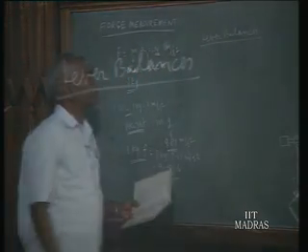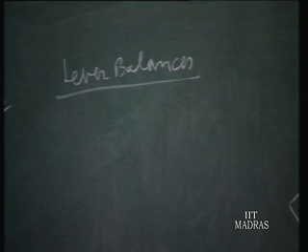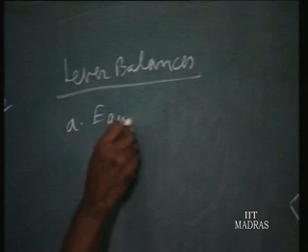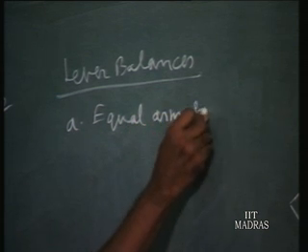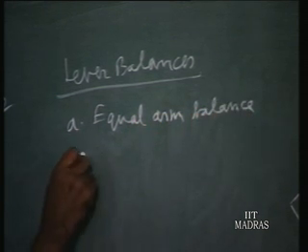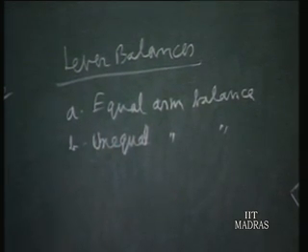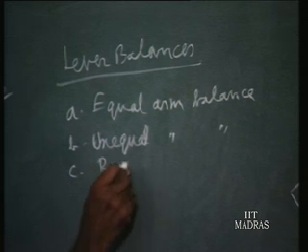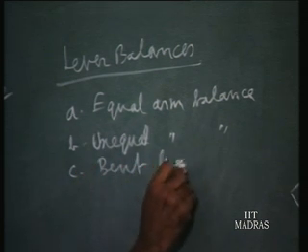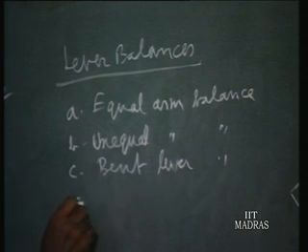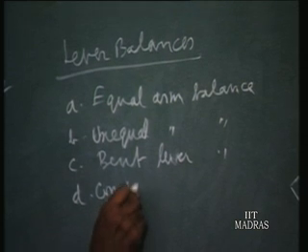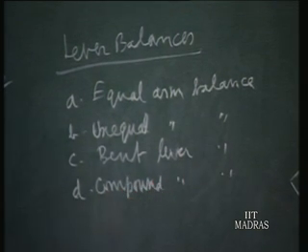Under lever balances, we have got many devices, and they can be grouped under four categories: equal arm balance, unequal arm balance, bent lever balance, and compound lever balance. These are the four main types of the mechanical devices.